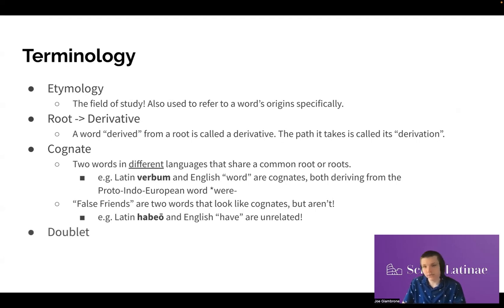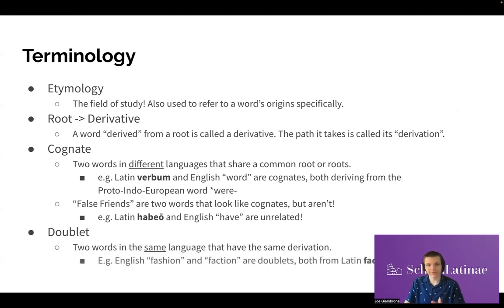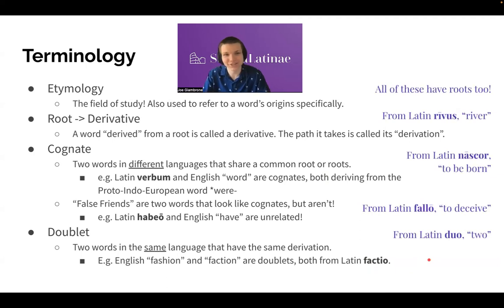And then related to a cognate, but slightly different, is what's known as a doublet. And doublets have to be in the same language. So for example, we have fashion and faction, which are both from Latin factio, ultimately from facio, which means to do or make. And of course, what's fun is all of these terms have their own etymologies too, right?